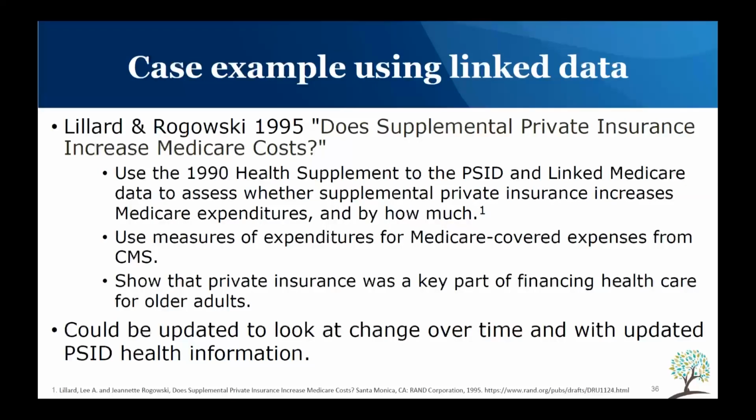So I guess the reason I'm showing this older study here is to give you a sense of what has been done, but it's also an opportunity to update these kinds of analyses now that we have linked data over a longer period of time. It's possible to now look at changes over time and the significance of supplemental private insurance in funding healthcare costs for older adults with Medicare. And we also have, as Nora showed, much more updated PSID health information that can be used. So it's nice sometimes to see these older studies and what can be done and think about how can we apply this to the world today and using more up-to-date information from PSID. Next slide.